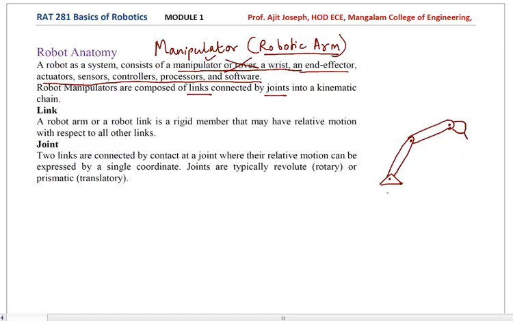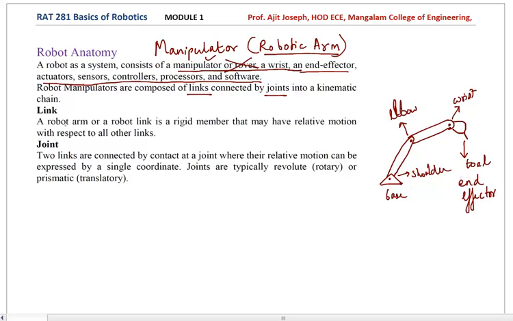Okay, so this is the base, this is the shoulder, this is the elbow, generally called the elbow, and this is the wrist. And then the wrist is connected with a tool, and that tool is sometimes also called an end effector. An end effector. So one by one, how do we define them?